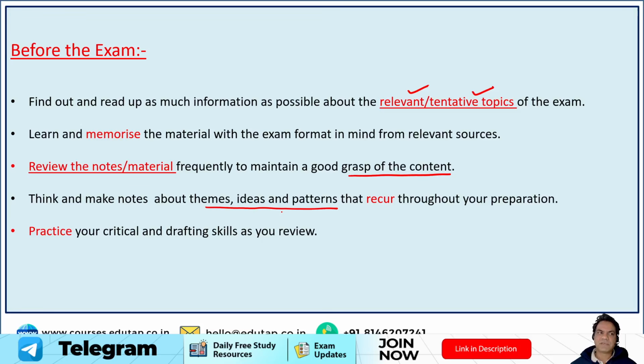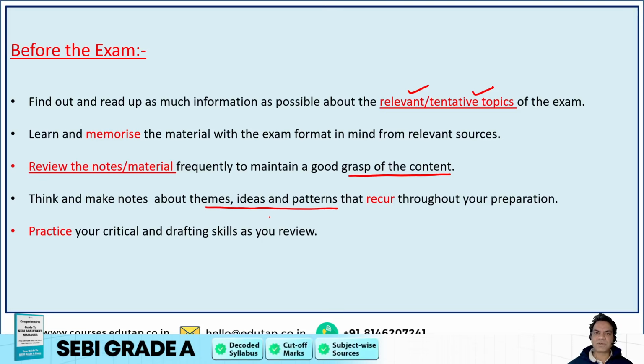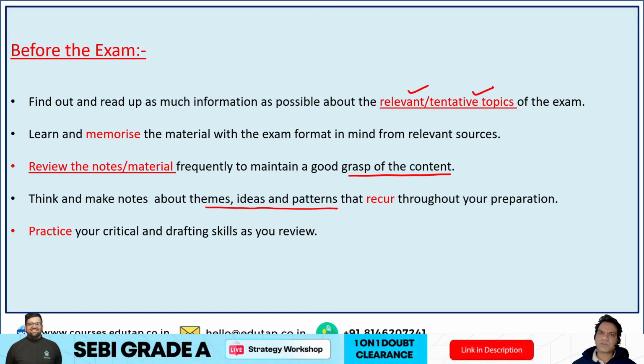For example, if fintech is very commonly asked everywhere, so fintech is a very important vertical, so you should know the basics and the essentials of fintech for your exam. Similarly, let's say you're talking about the role of the banking sector, so get to know about that. So once you understand the recurring themes, it will be easier for you to prepare yourself.